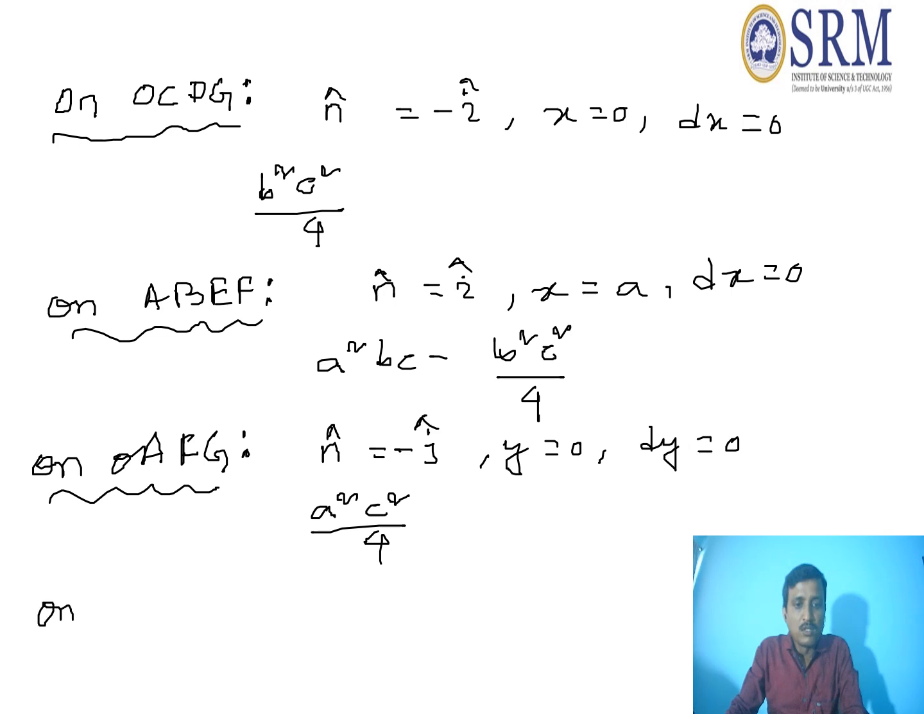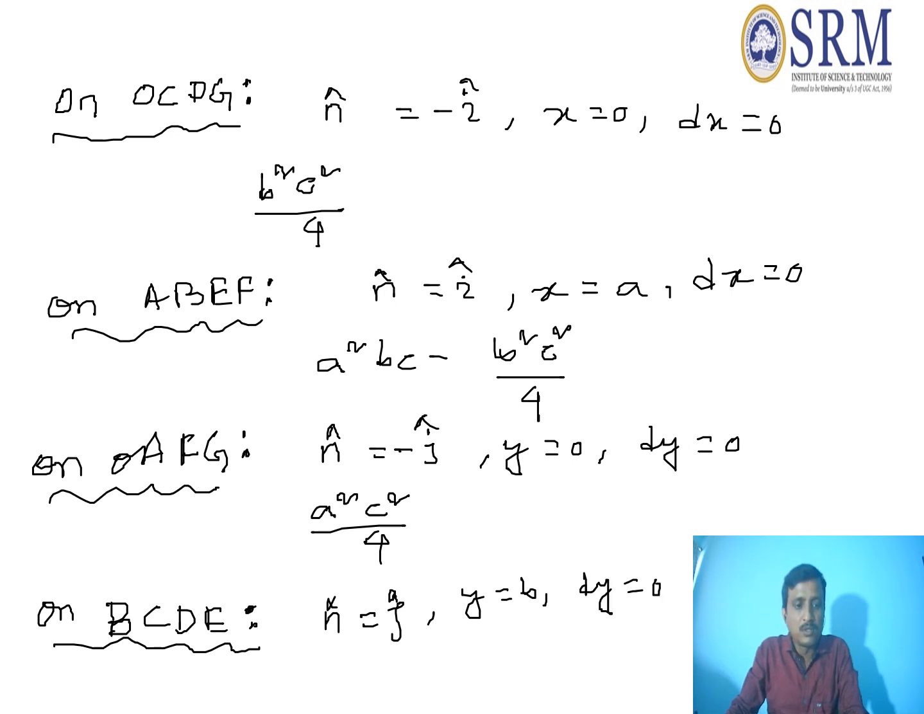So what about the last one? It is BCDE. On BCDE, your n is equal to j. n is j. So what about y? y is equal to b, so that means dy is equal to 0. Fine. So in this case, your answer for the surface integration on BCDE is ab square c minus a square c square by 4. Okay, so 6 values you are getting.